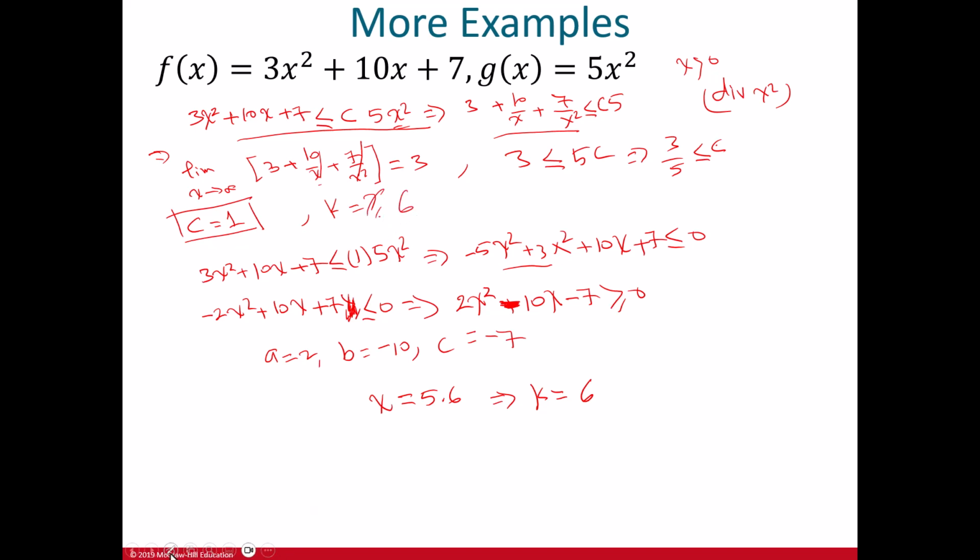All right, so the final result then is what? The final result: C is equal to 1 and K is equal to 6. And you can verify. When you plug into the equation, you can verify for yourself. You can see that the equation will really hold with these values. I leave it as an exercise for you to do.